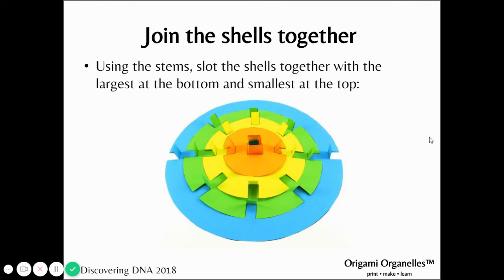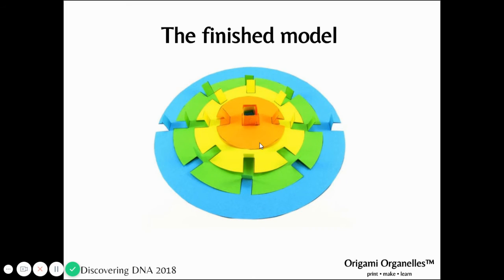All right, and then you put them all together. Notice that they are lined up. The electron positions are lined up here. You want to try to line these up, the top and the bottom, and then the sides, so that they're all lined up. And you can see how the stems are inserted into each other this way. All right, and this is what it should look like when it's finished.